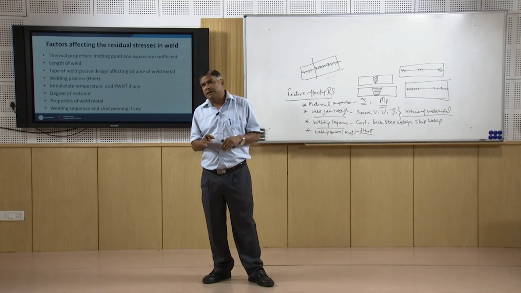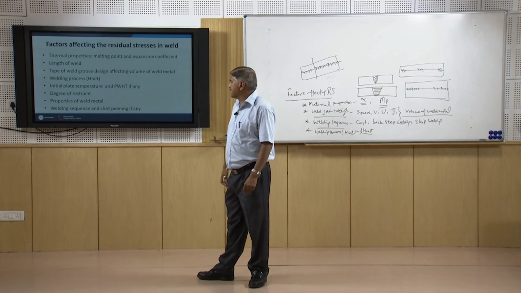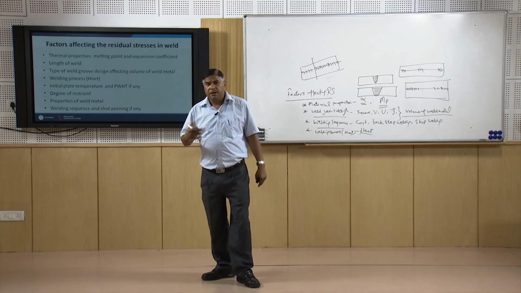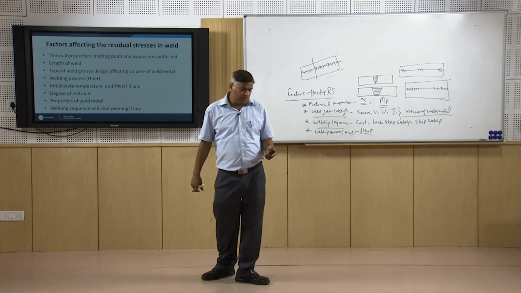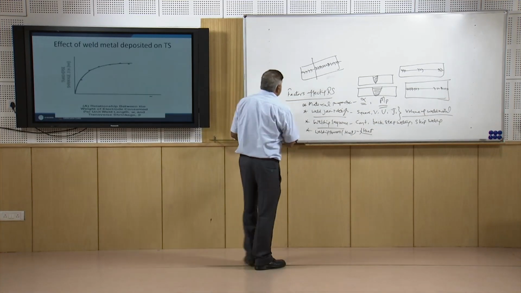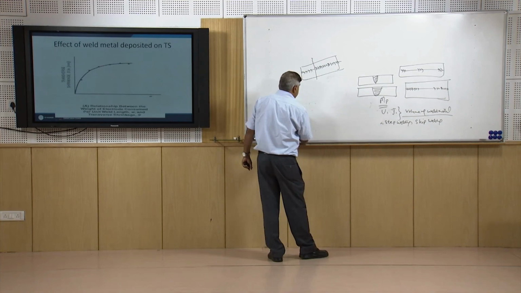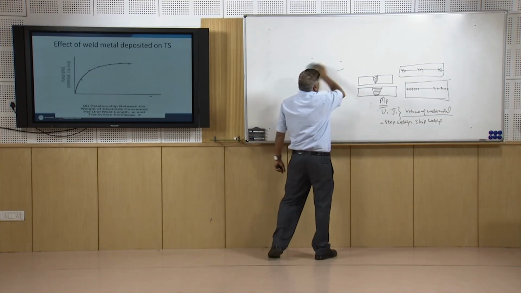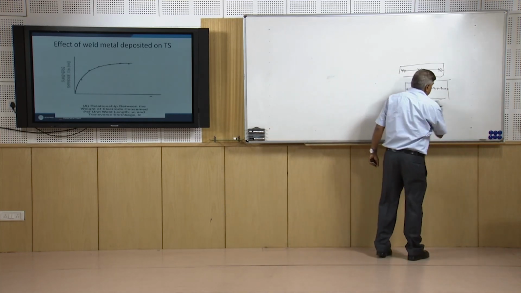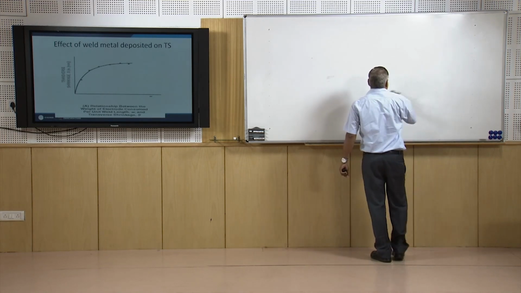Low yield strength weld metal is always favorable from the residual stress point of view, because that will help in reducing the residual stress magnitude. Post weld heat treatment like stress relieving and shot peening helps in reducing the residual stress magnitude. Apart from these, there are various other factors that determine the residual stress magnitude, but in addition, we will see how the residual stresses affect the weld joint, and how we can take care of them.